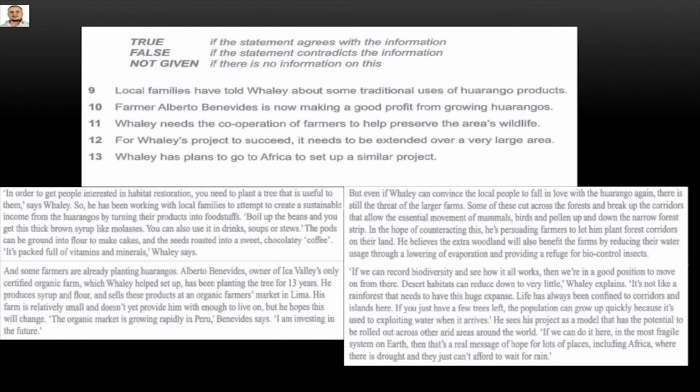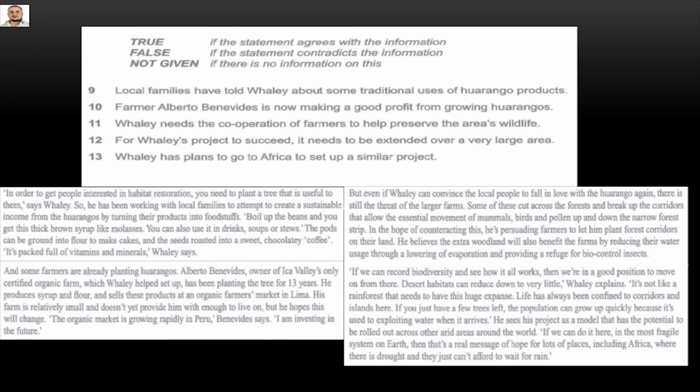Where is it? He's persuading farmers to let him plant forest corridors on their land. He believes the extra woodland will also benefit the farms by reducing their water usage through allowing evaporation and providing a refuge for biocontrol insects. That means to help preserve the area's wildlife. This is the meaning of preserving the area's wildlife: less use of water, lowering of evaporation, and providing a refuge for biocontrol insects. So number 11 will be true.